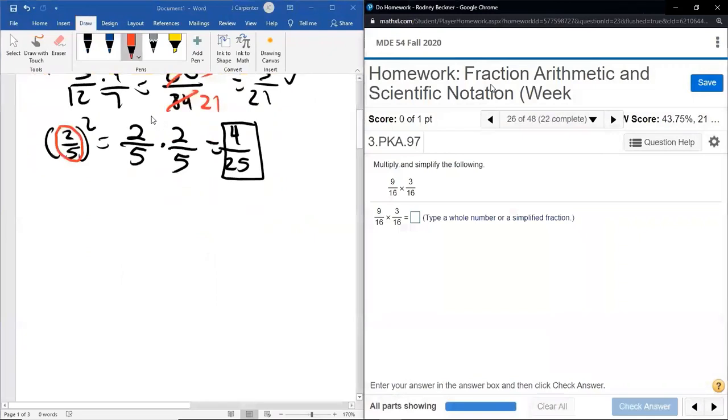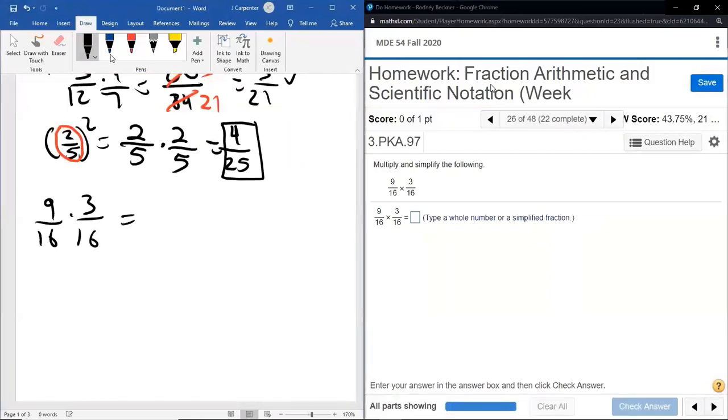All right, how about 9/16 times 3/16? I'm going to do something wrong for a second. This is wrong, wrong, wrong. I'm doing this wrong. Oh, 3 and 9. 3 goes into 3 once, and 3 goes into 9 3 times. Oh, 16 goes into 16 once and into 16 once, so that's just 3/1. No, that was terrible.